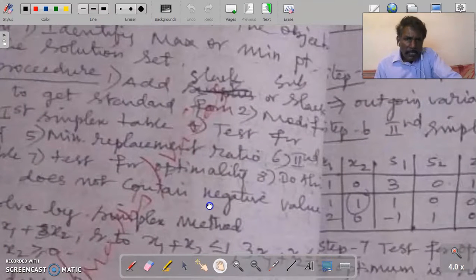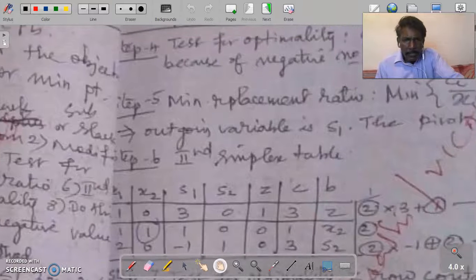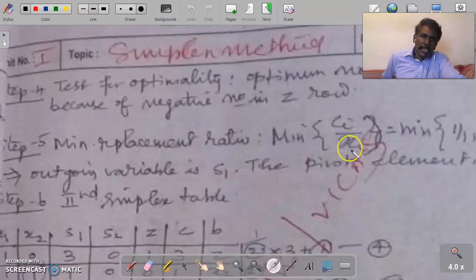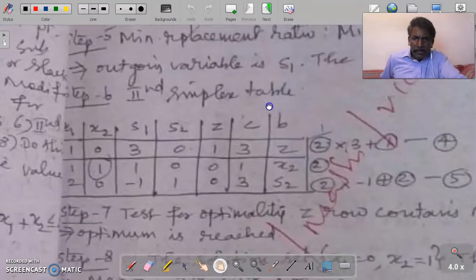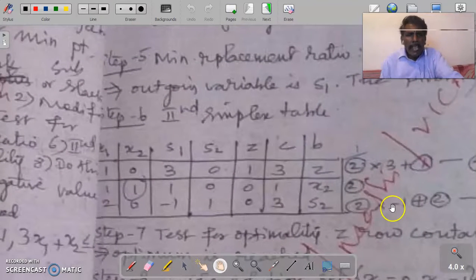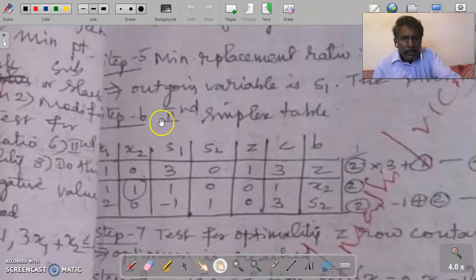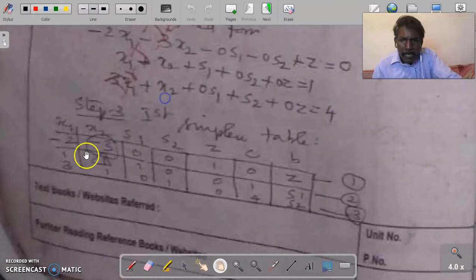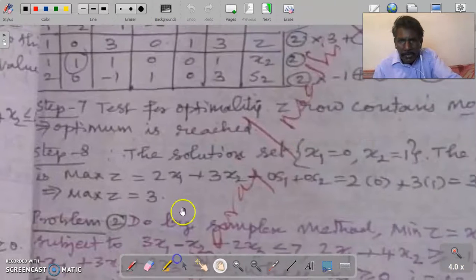Then the minimum replacement ratio. What is the minimum replacement ratio? This is the formula: Ci by xi. That is the minimum replacement ratio. Before that, we have to find out the incoming variable. The incoming variable is the maximum negative number. The maximum negative number is the incoming variable, minus 3.